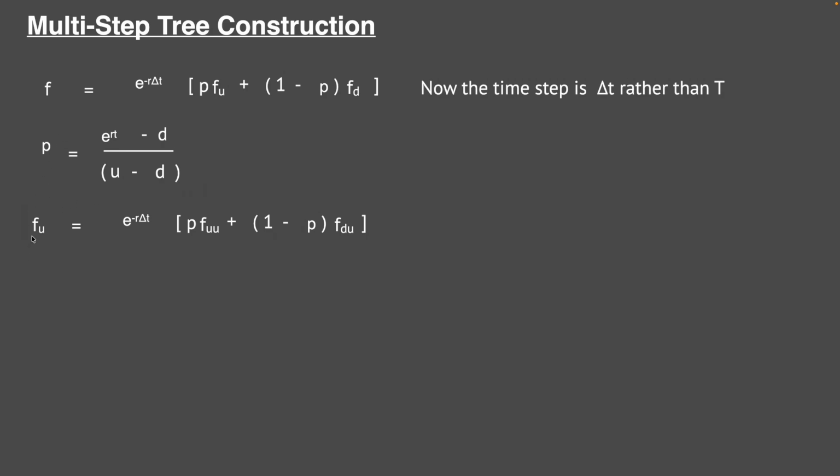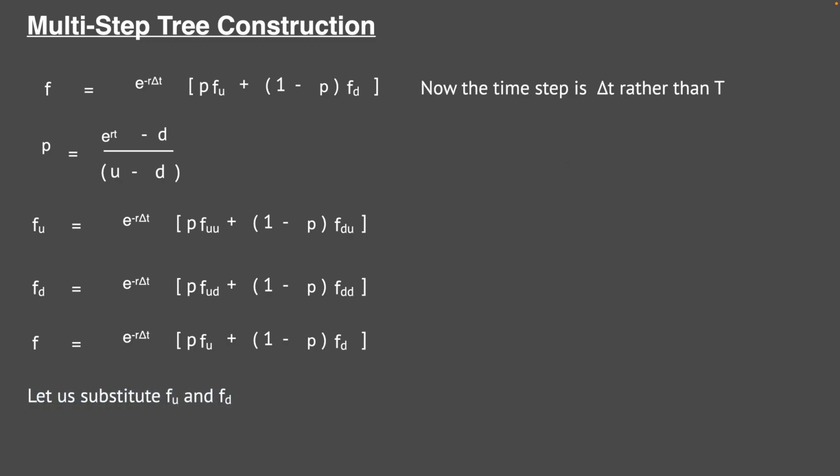So the value of FU will be e to the power of minus r into delta T. Simple, no? Instead of here FU, it becomes FUU, and here instead of FD, it becomes FDU. And similarly for FD, it will be e to the power of minus r delta T. Here instead of FUU, it becomes FUD, and here instead of FDU, it becomes FDD. If you see the tree, you will come to know how these values are coming. So the value of F will be same as what we have discussed here.